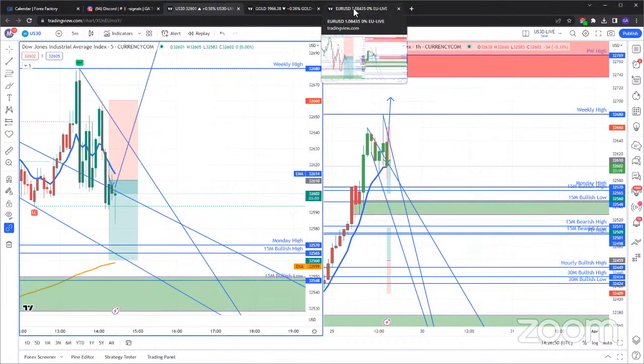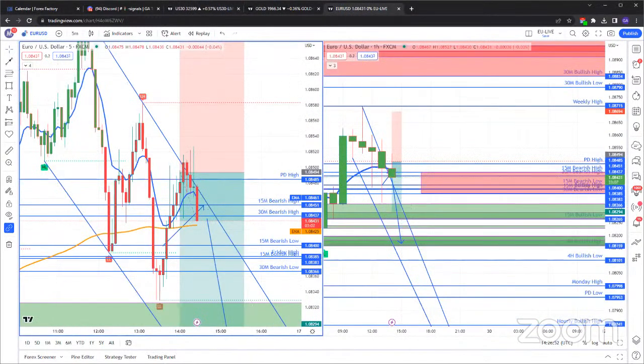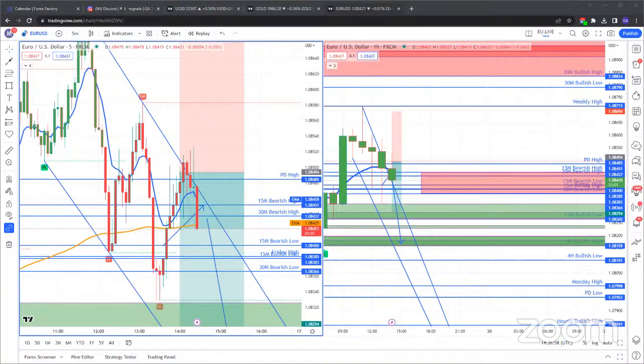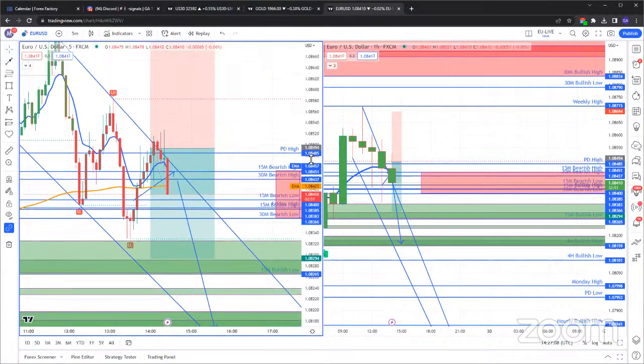But definitely use proper risk management. There goes EU. Perfect, perfect. EU is in about 5 pips profit. Nice. This is what we want to see.